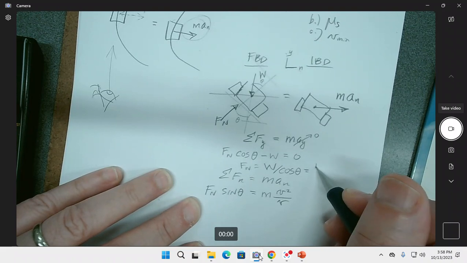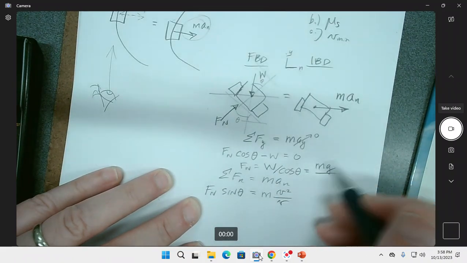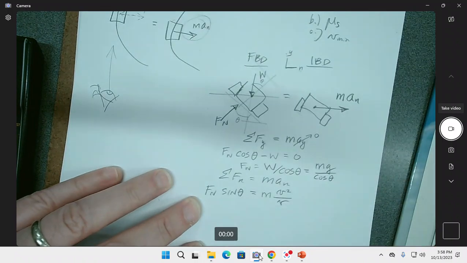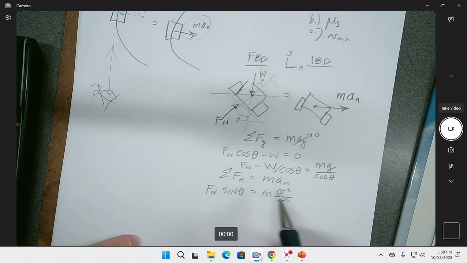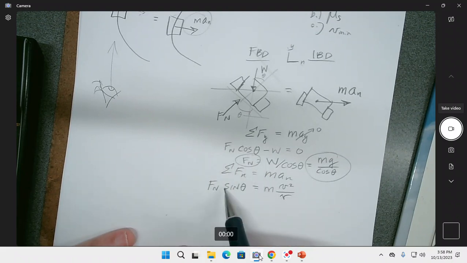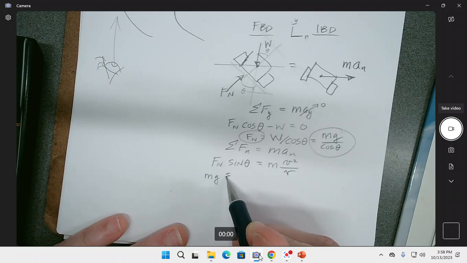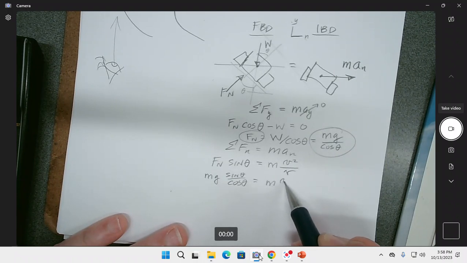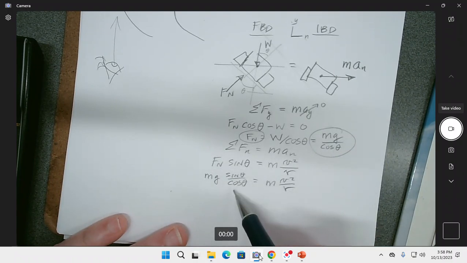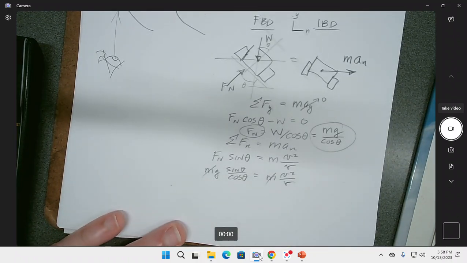I should have probably put this as mg for the weight, over cosine of theta. So you can replace this Fn right in here and say mg times the sine of theta over the cosine of theta equals mv squared over r. And the mass cancels out, which is always kind of surprising, but kind of makes sense. The track can be rated for any kind of car, so it doesn't matter in the calculations when it comes to the rated speed.